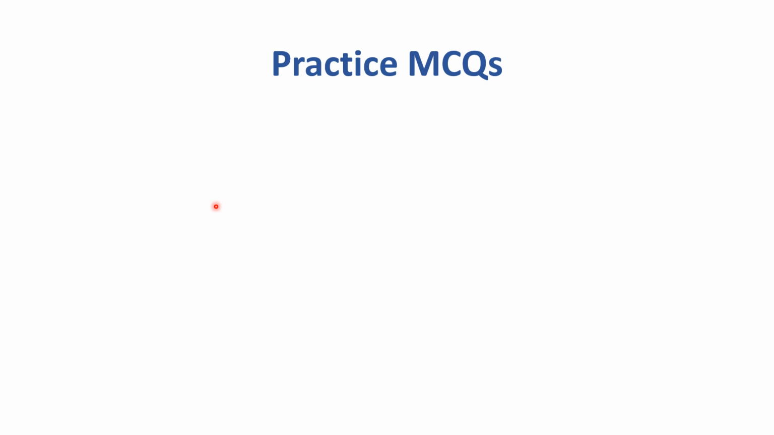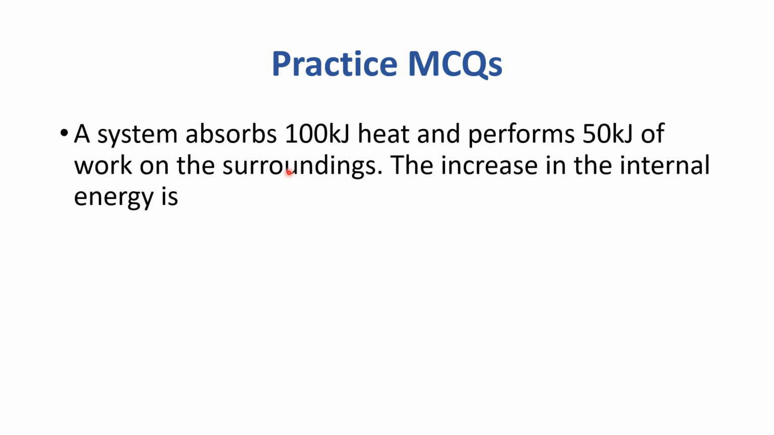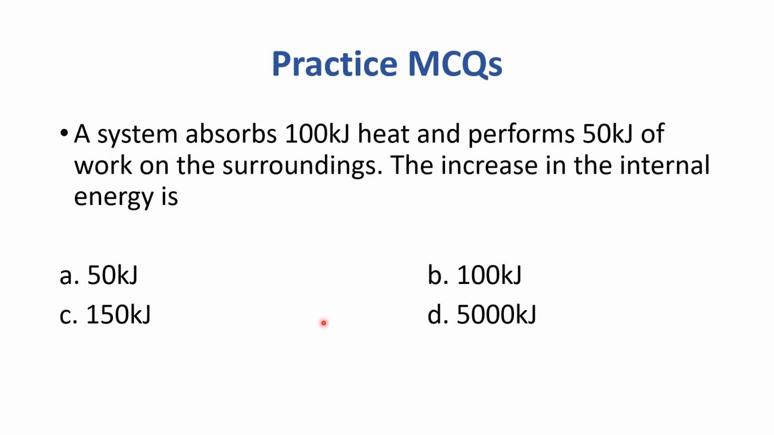Here we have a practice MCQ. A system absorbs 100 kilojoule heat and performs 50 kilojoule of work on the surroundings. The increase in the internal energy is, and the options are 50 kilojoule, 100 kilojoule, 150 kilojoules, 5000 kilojoules, and the correct option is 50 kilojoules. You can easily get the answer by putting the values in the equation for internal energy, or first law of thermodynamics.